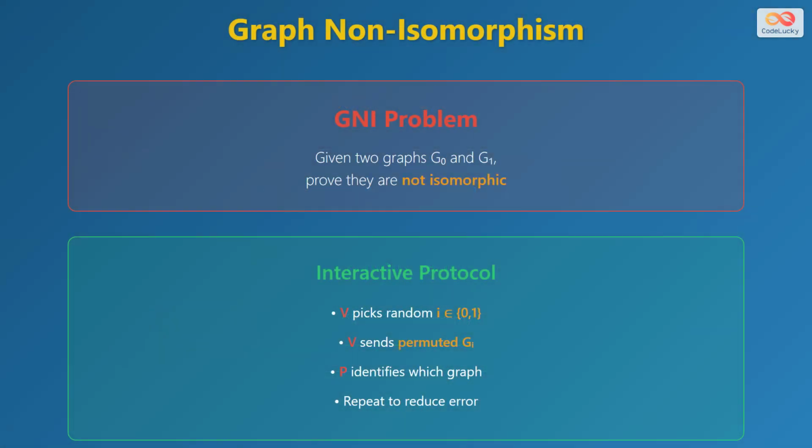Let's consider the graph non-isomorphism problem, or GNI, where given two graphs G₀ and G₁, the task is to prove that they are not isomorphic, meaning they have different structures. An interactive protocol to demonstrate this involves the verifier, denoted by V, picking a random i from the set {0, 1}. The verifier then sends a permuted version of G_i. The prover, denoted by P, then identifies which graph it is. This process is repeated to reduce the error.